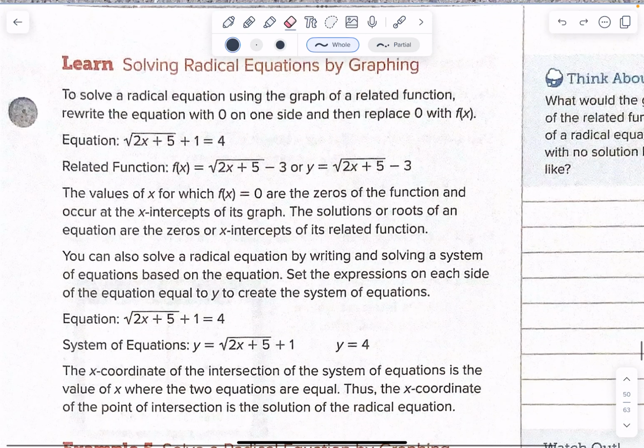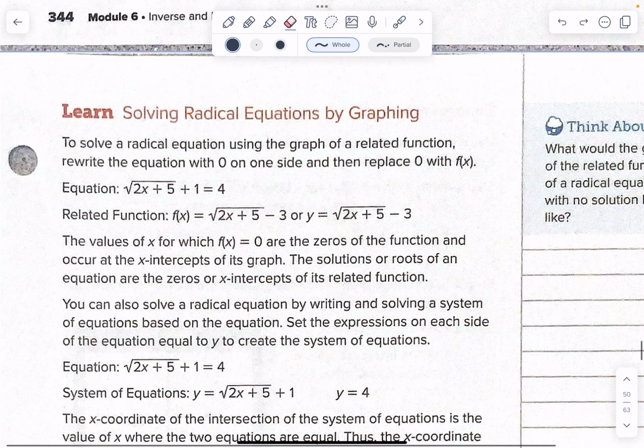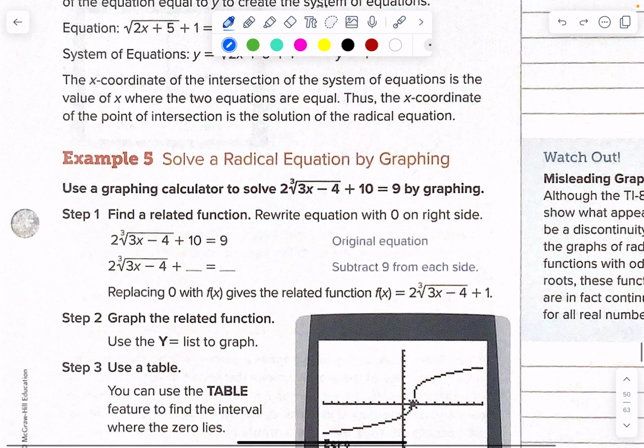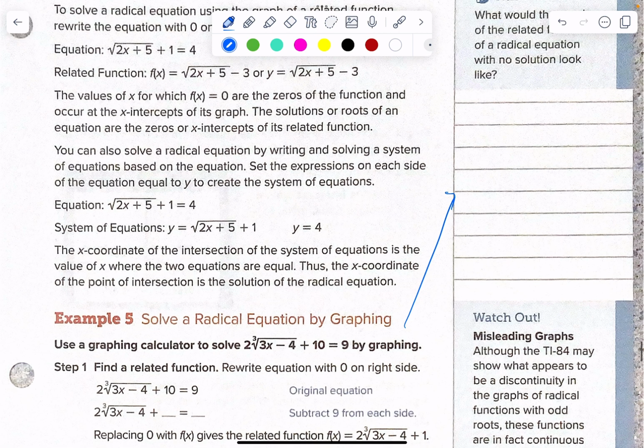All right, last one, example 5, and then we'll stop. They're having us do solving radicals by graphing. I'm just going to do it the algebra way. We're just going to solve this using algebra. So I'm going to stick him over here, and we've got, hey, cubic root, 3x minus 4, plus 10 equals 9. Here we go.